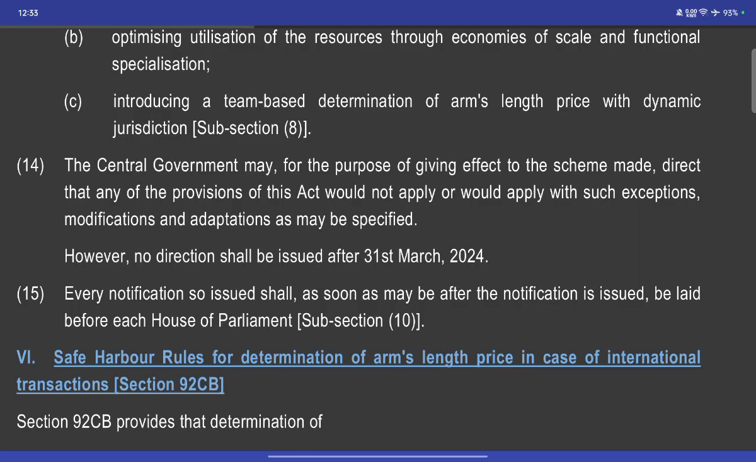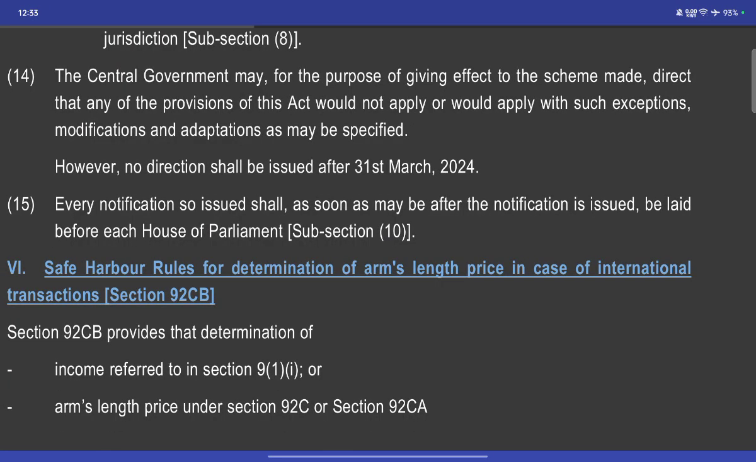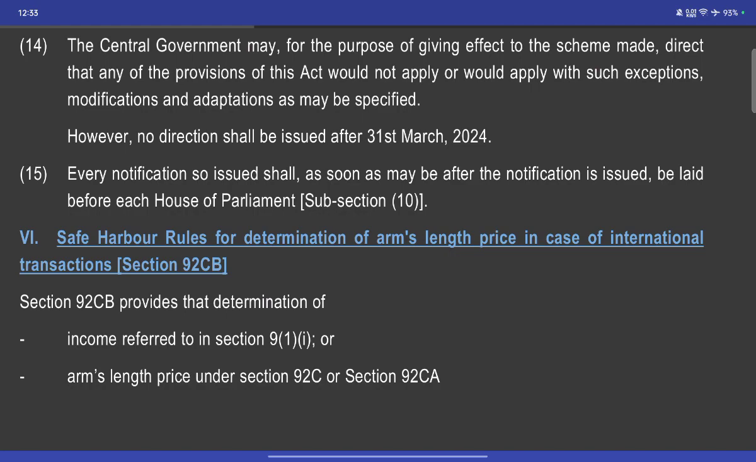The Central Government may, for the purpose of giving effect to a scheme, by notification direct that any of the provisions of this Act would not apply or would apply with such exceptions, modifications or adaptations as may be specified. However, no direction shall be issued after 31st March 2024. Every notification so issued shall, as soon as may be after it is issued, be laid before each House of Parliament.